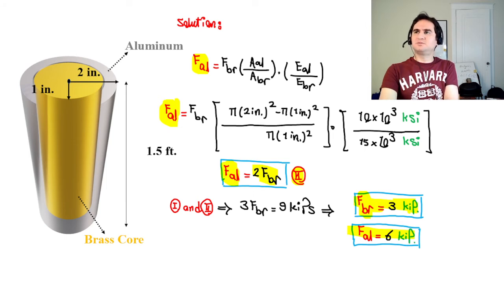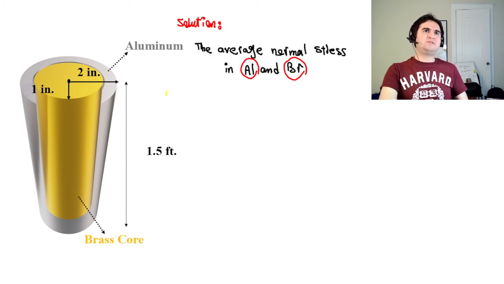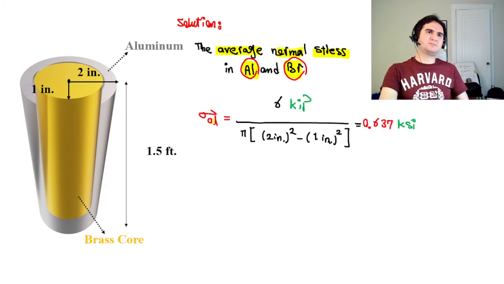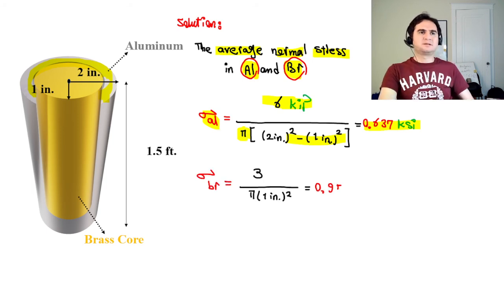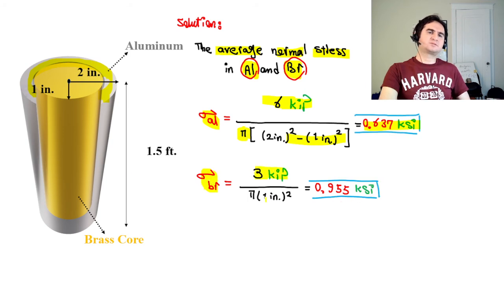By knowing the forces, calculation of stresses is already pretty simple. The average normal stresses in both materials, aluminum and brass, are just their forces over their areas. For example, sigma aluminum is 6 kilopounds over the area of the outer cylinder, which is the aluminum, and that gives us 0.637 ksi. And we do the same for brass, which gives us 3 kips over pi times (1 inch) squared, which gives 0.955 ksi, kilopounds per square inch.